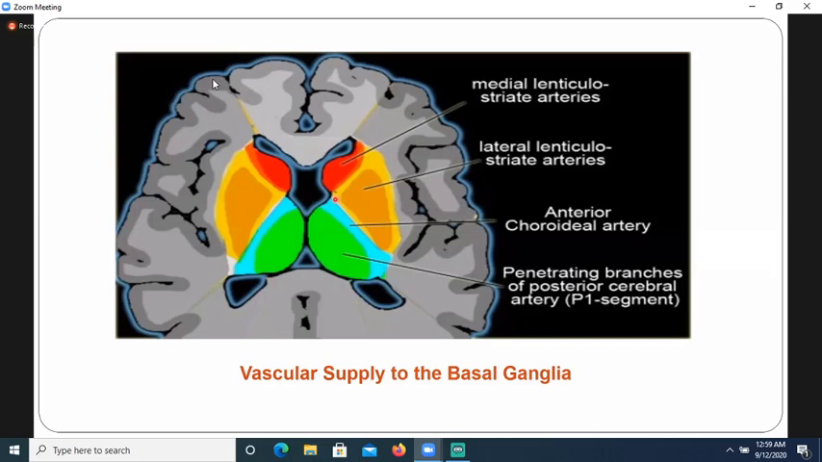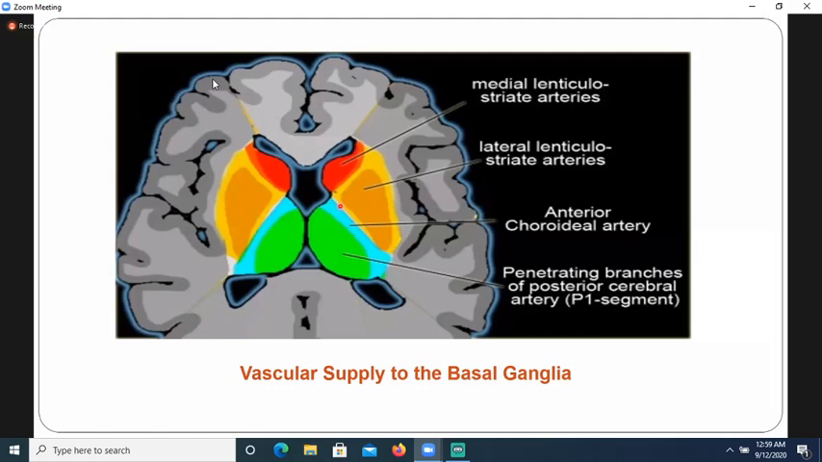So the supply depends on this: the medial lenticulostriate arises from the anterior cerebral artery, and the lateral arises from the middle cerebral artery. They supply the basal ganglia, while the posterior circulation supplies the thalamus. The posterior limb of the internal capsule is supplied by the anterior choroidal artery, which usually arises from the internal carotid artery.